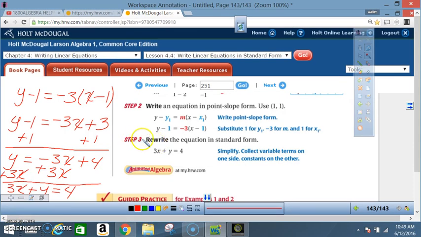All right, now in step three, we want to rewrite the equation in standard form. When we rewrite it in standard form, we will end up with 3x plus y is equal to 4. Notice Ax plus By is equal to 4. That's standard form.